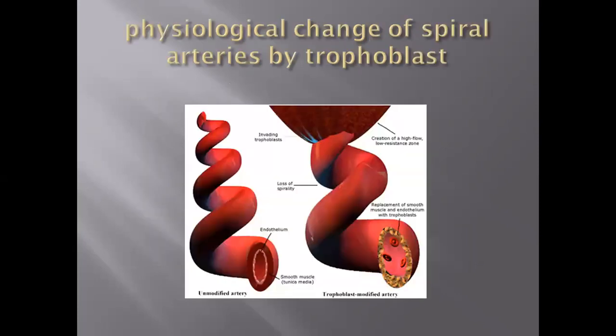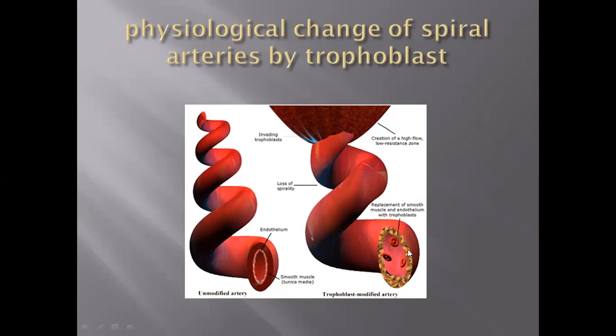This picture shows normal physiological changes of spiral arteries by a trophoblast. This is the unmodified spiral artery. This is the endothelium, this is the smooth muscle, and this is the tunica media. This is the trophoblastic tissue. This invades the spiral arteries, and there is loss of the muscular wall of the spiral arteries, which is replaced by the trophoblastic tissue. The smooth muscle and endothelium are replaced with the trophoblast.